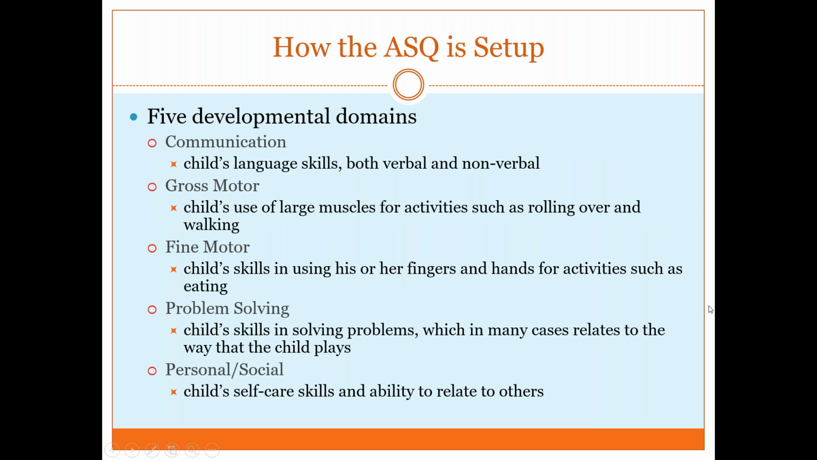Continuing how the ASQ is set up, it covers 5 developmental domains. And those developmental domains are communication, and this is the child's language skills, both verbal and nonverbal. This is vocalizing, how they speak, listening, understanding, all of those. Also, gross motor skills: the child's use of their large muscles, activities such as rolling over, walking, using their arms and legs and their whole body movement.